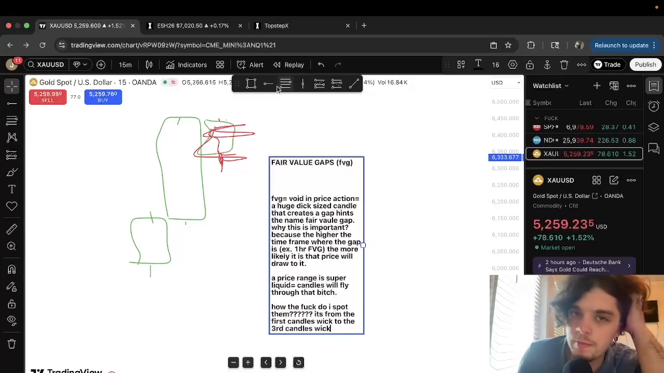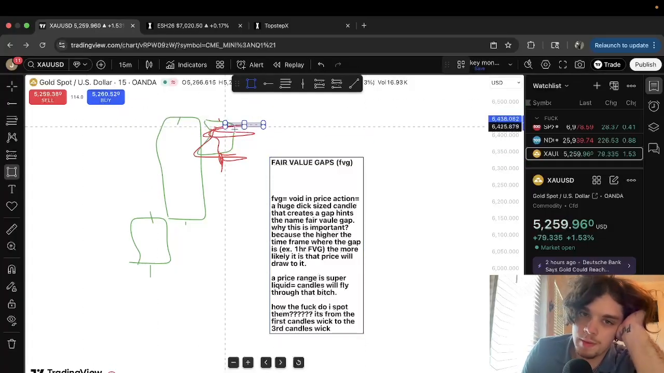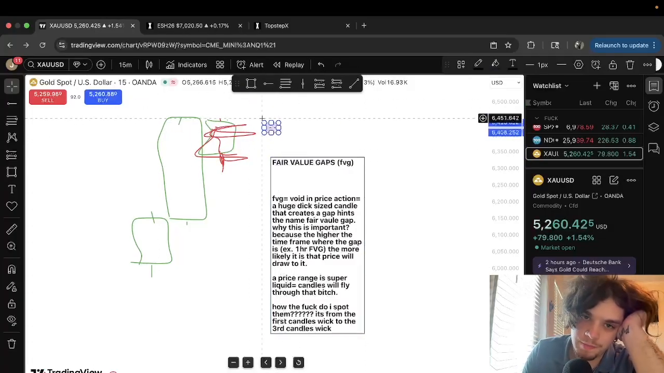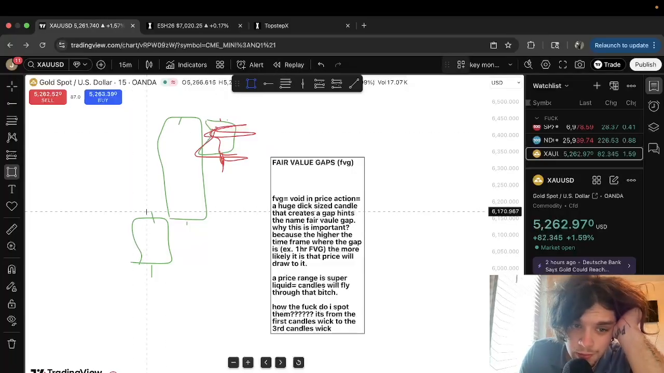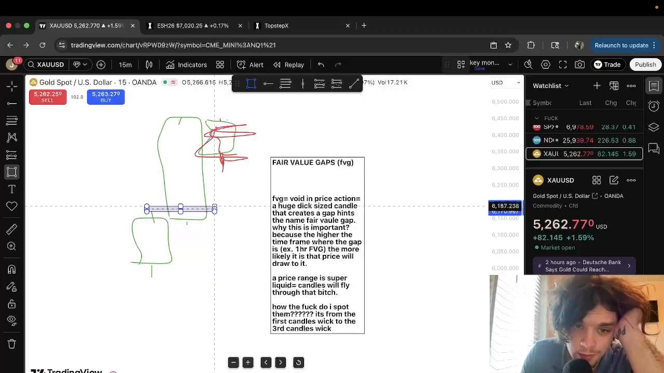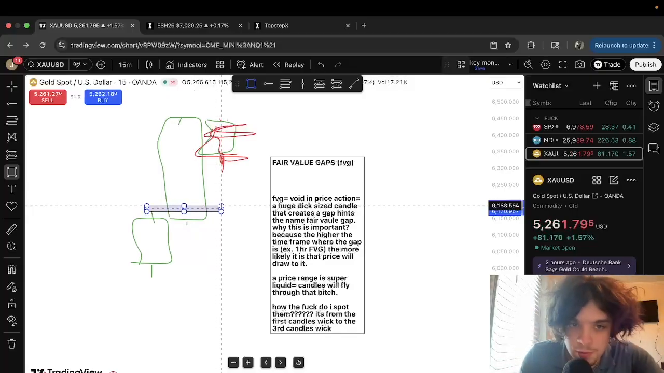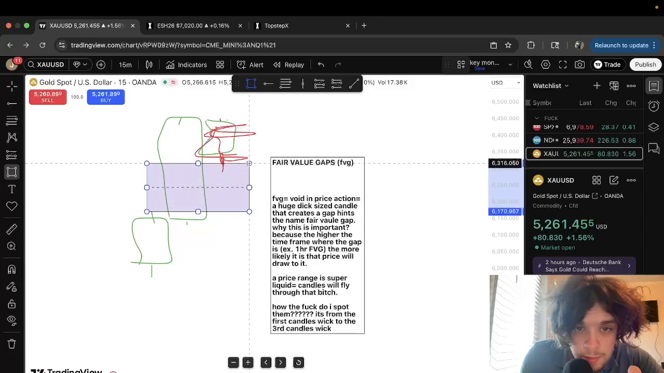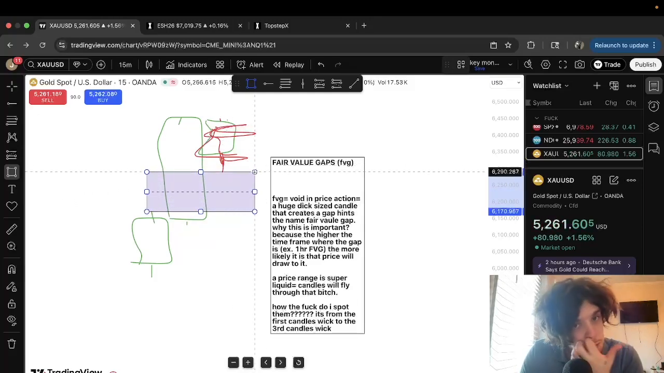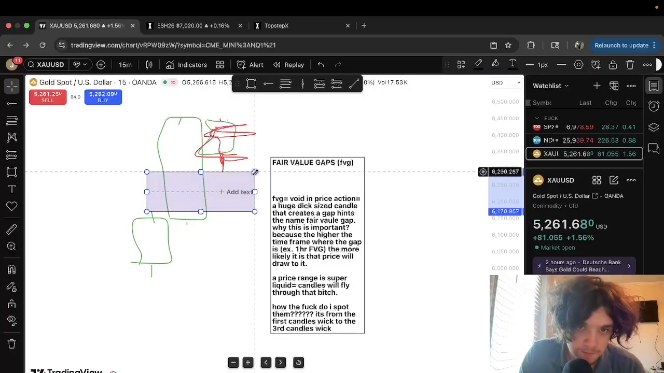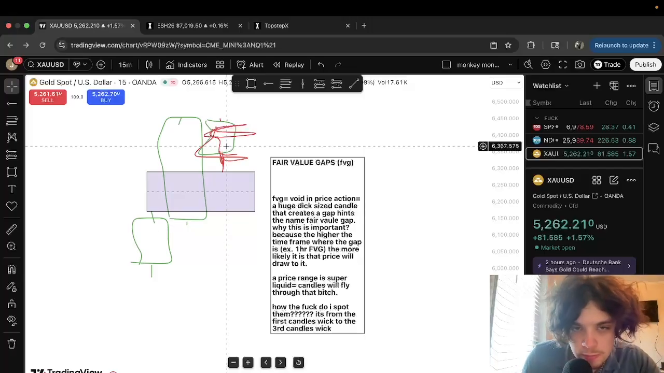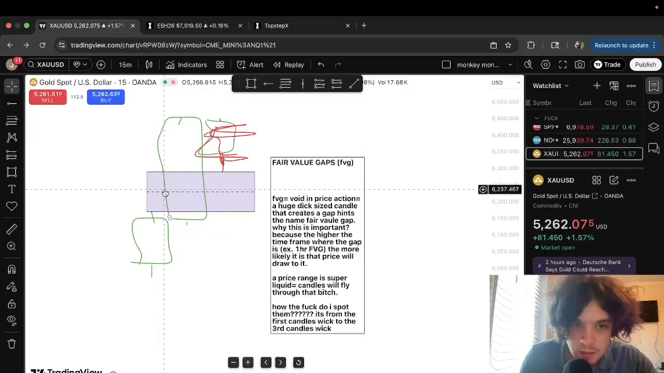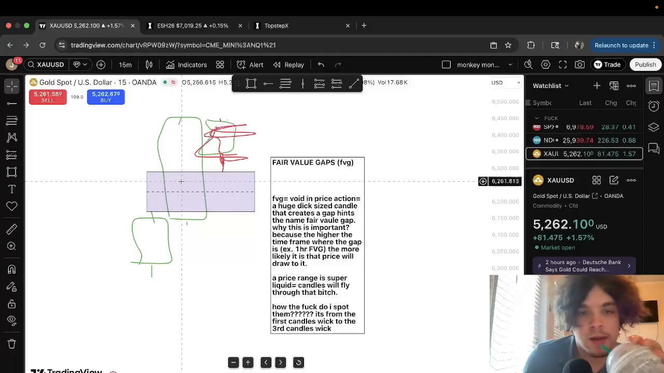Right, so here's what you do. You use this handy rectangle tool, right? And from the first candle's wick, so this is the top wick, this is a bullish fair value gap. I'm going to show you a bearish one in just a second. So the top of this candle's wick to the bottom of the third candle's wick, right? And I made this one red because it doesn't have to be 3 green candles in a row. This zone would be the fair value gap, right?